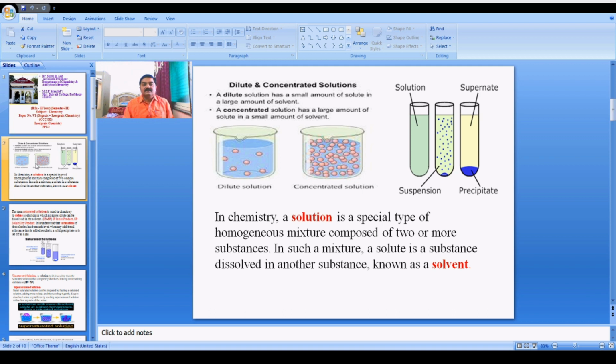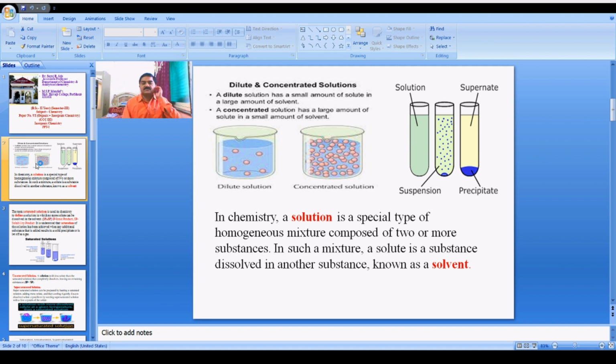Here the first PPT shows it diagrammatically. There are three test tubes: first solution, second suspension, and third precipitate. So the first test tube indicates the solution.